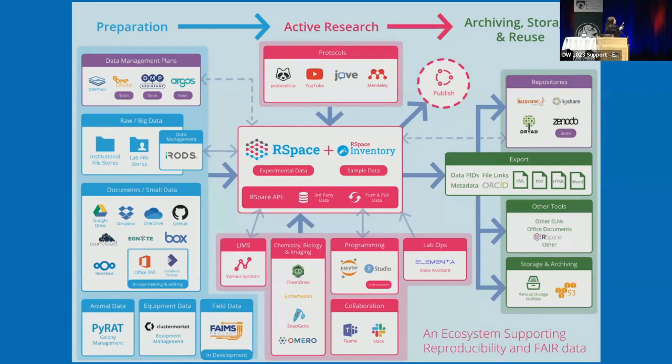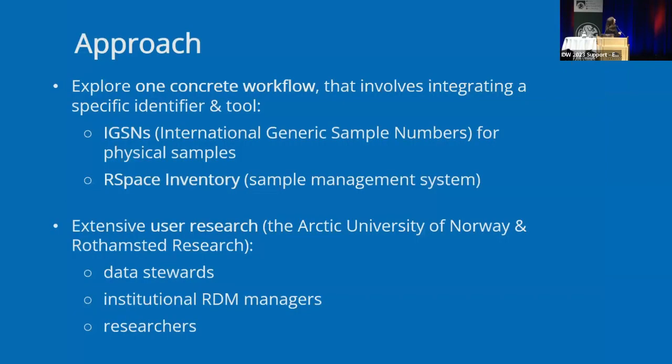So that's kind of the idea we're going for. And because we have a pretty strong API, we thought, okay, it makes sense to take one specific use case for this project in terms of PIDs. So we decided to take IGSNs, which are a PID for physical samples. It's based on DataCite's DOI schema, but provides recommendations on how to use it for IGSNs, right? And then RSpace Inventory, the sample management system.